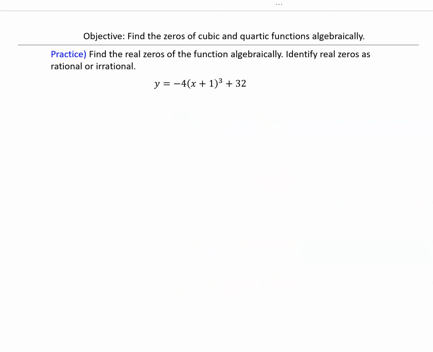Here's a practice problem. You should pause the video now and give this one a try on your guided notes or a piece of paper, wherever is best.